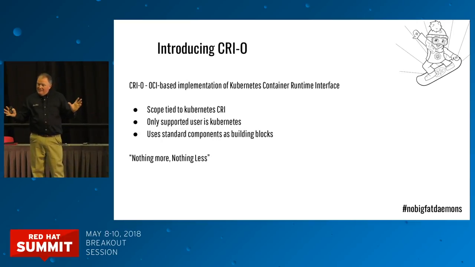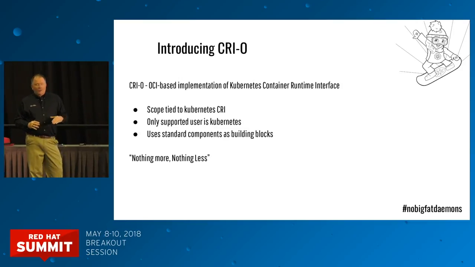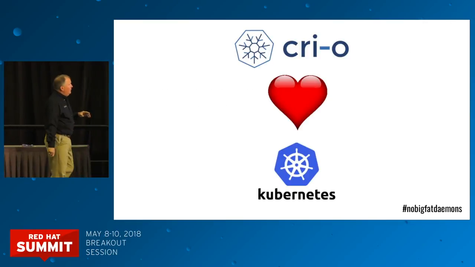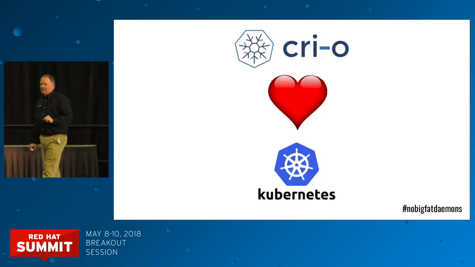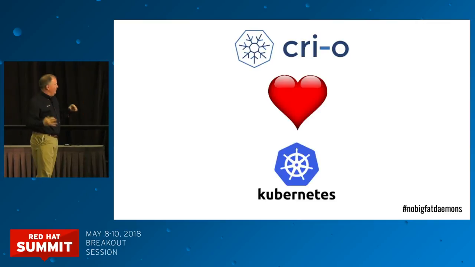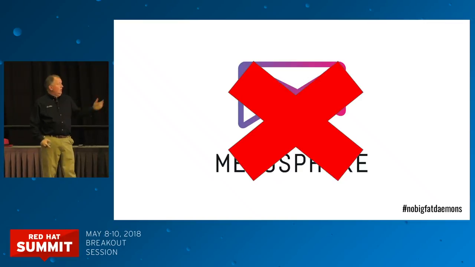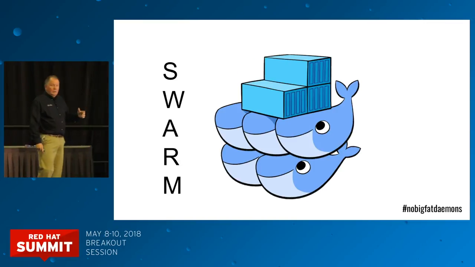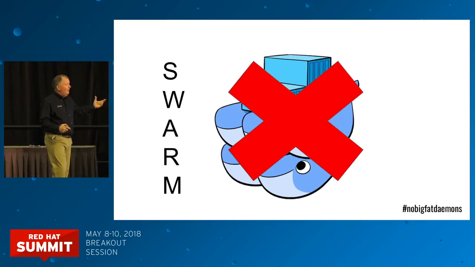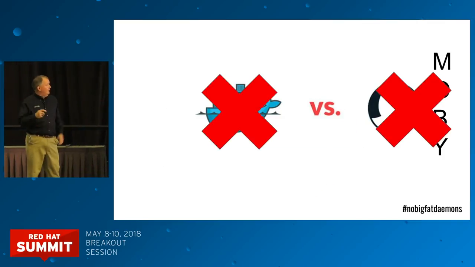Now, I'm anti-big fat daemons. I like to think of this as a nice, slim, tight daemon, okay? It uses standard components as building blocks, nothing more, nothing less. CRI-O loves Kubernetes, okay? She is a one-woman man, a one-man woman, however you say it. Mesosphere? Not for CRI-O. Swarm? Not for CRI-O. Moby? Hell no. Never.